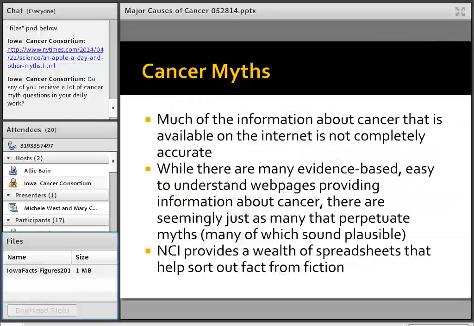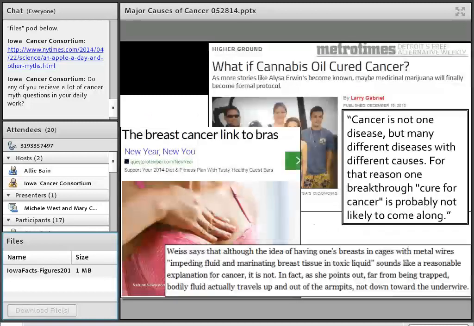I think, did I skip a slide here? I'm sorry. So much of the information about cancer that is available on the internet is not completely accurate. And while there are many evidence-based, easy-to-understand web pages providing information about cancer, there are seemingly just as many that perpetuate myths. But NCI does provide a wealth of resources that help sort out fact from fiction, and I'll show some examples of those in a couple of slides here.